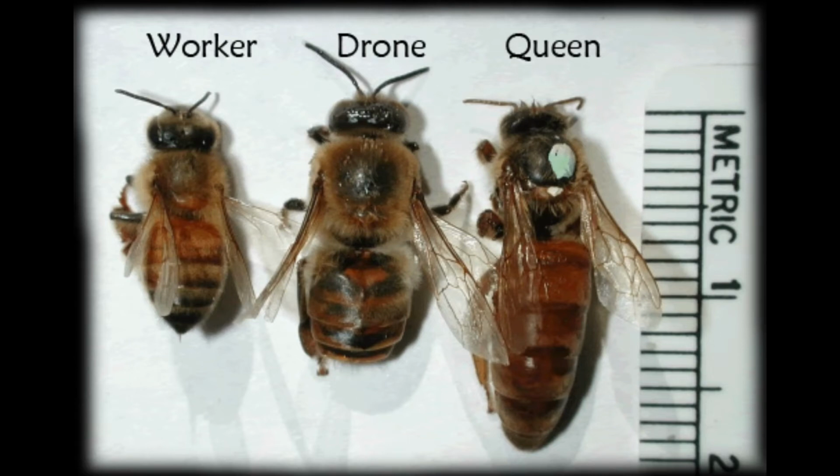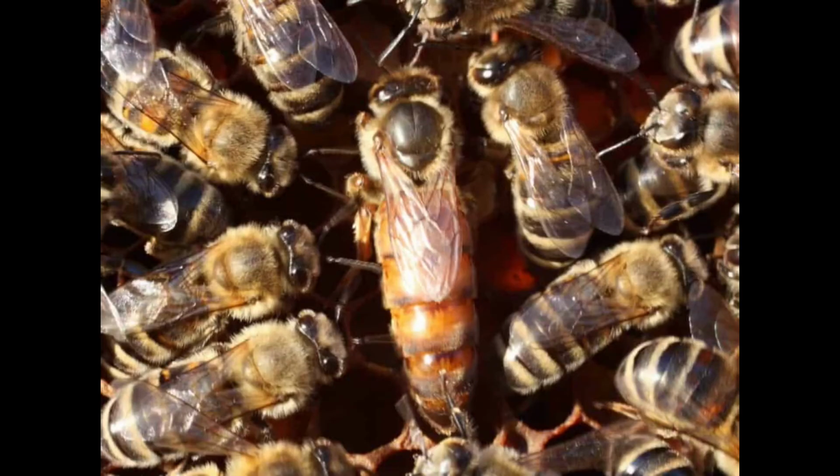So there are three main groups within the beehive. These groups are known as castes. There would be the drone, the worker and the queen. So the queen is responsible for laying all the eggs within the hive.